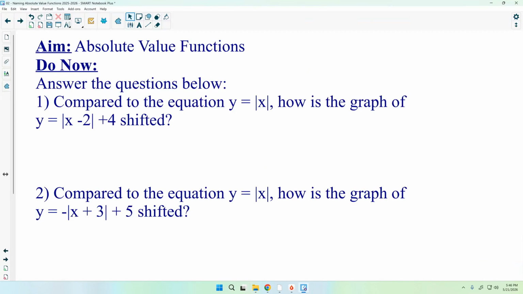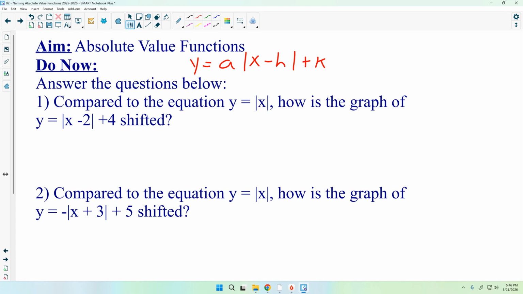So we're being asked to compare an absolute value function to the parent graph, y equals absolute value of x, and how it's been shifted, or how it's been transformed. We want to remember our general form of an absolute value equation: y equals a times absolute value of x minus h plus k, where our h value is doing our shifting left and right, and our k value is doing our shifting up and down. And the a value is talking about how wide or narrow the graph is and whether it opens up or opens down.